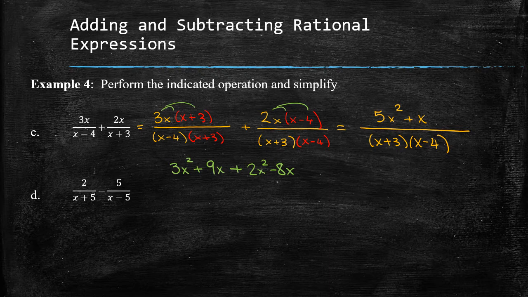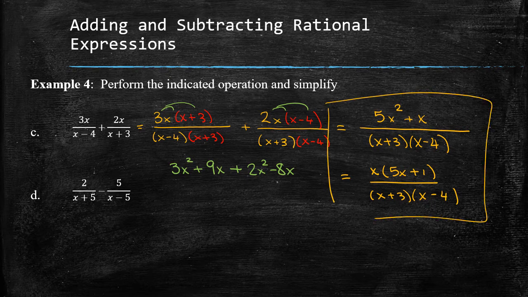This is actually okay as my final answer. I'm going to factor an x out of the numerator, and then I have 5x plus 1. But notice this doesn't cancel with anything in the denominator. Okay, which means that these two answers are equally simplified. Either one of them is okay as your final answer.